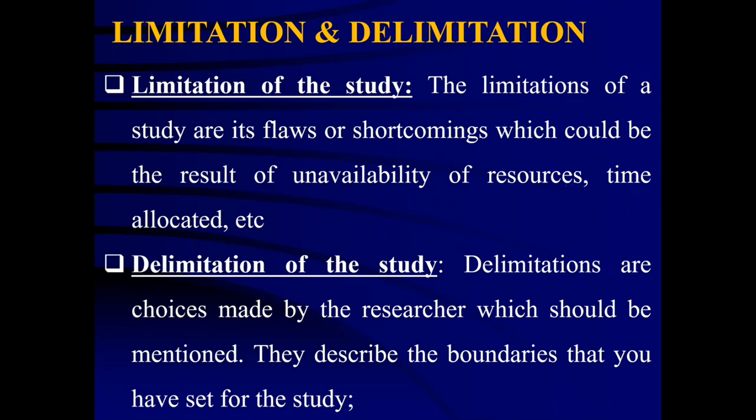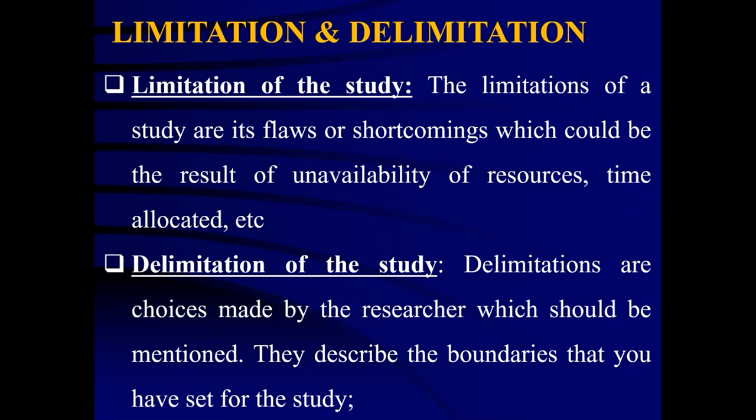So the next aspect is the limitation and the delimitation of the study. Any study will have its limitations, and you must also articulate such in your study or in your proposal. So normally the limitations are the flaws or the shortcomings that you may experience in your study. Limitations are beyond your control as a researcher.